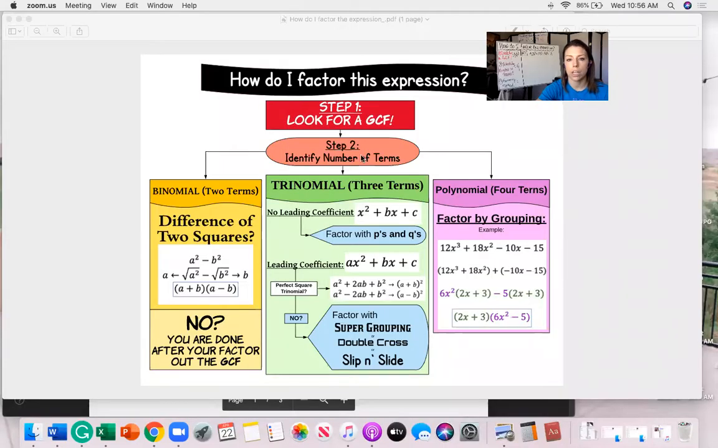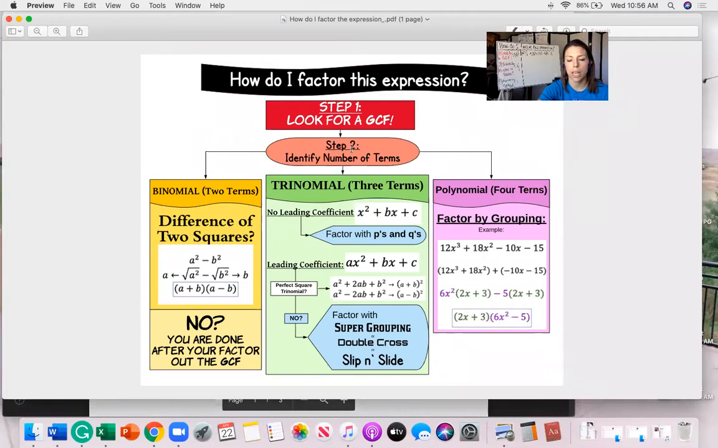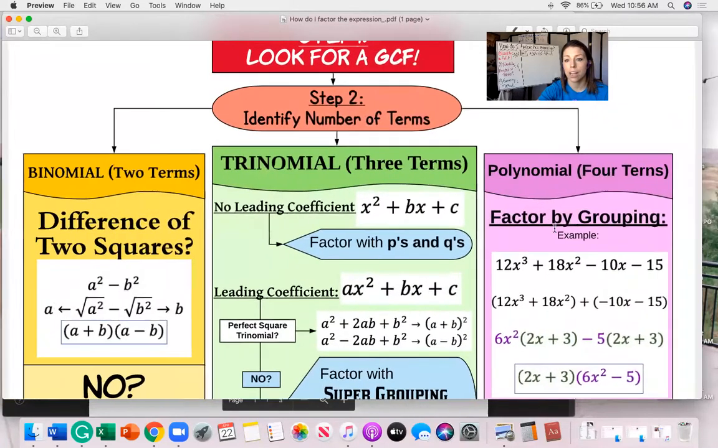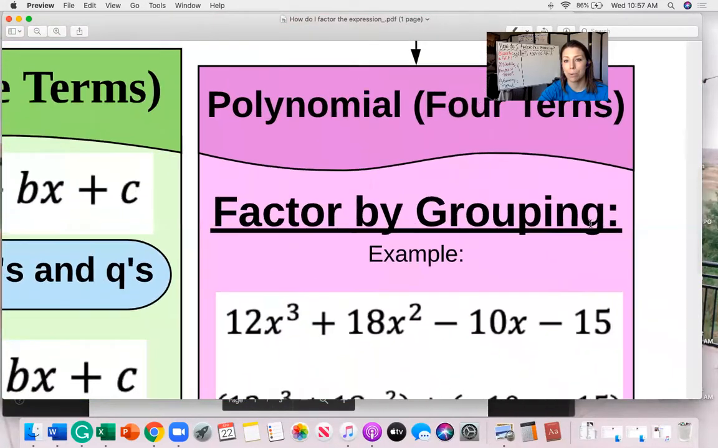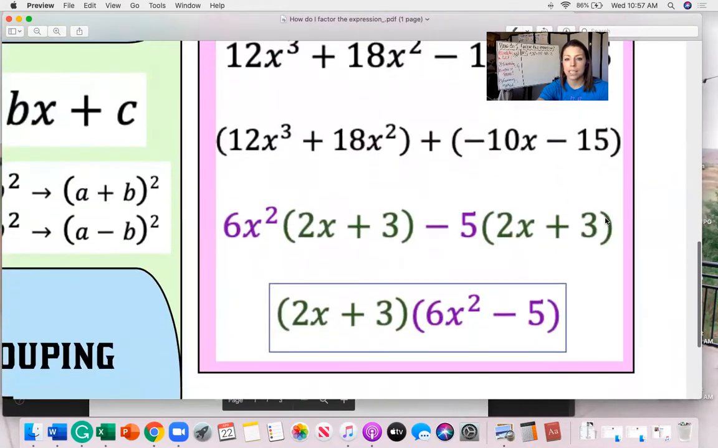Take a look at our flowchart here. So no GCF, we identified the number of terms as 4. So according to our flowchart, the only way we can factor a 4-termed polynomial is by grouping. That's it. There is no other way. And in fact, I gave you a little example here.